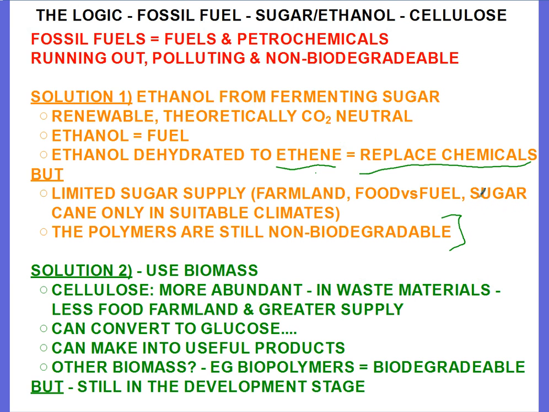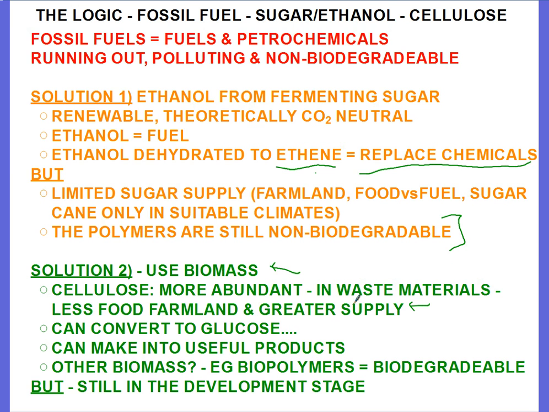So what's an alternative solution? One of the things that people are looking at is to use biomass. And why do we use biomass? Because biomass is mainly cellulose. It's more abundant than sugar. All plants have cellulose, which we can extract, whereas not many plants have that high sugar content we can extract sugar from. It's found in waste materials, and because we can use cellulose, we can use less food, farmland, and there's a greater supply of cellulose than there is of just glucose. And if we need to, we can convert cellulose into glucose.